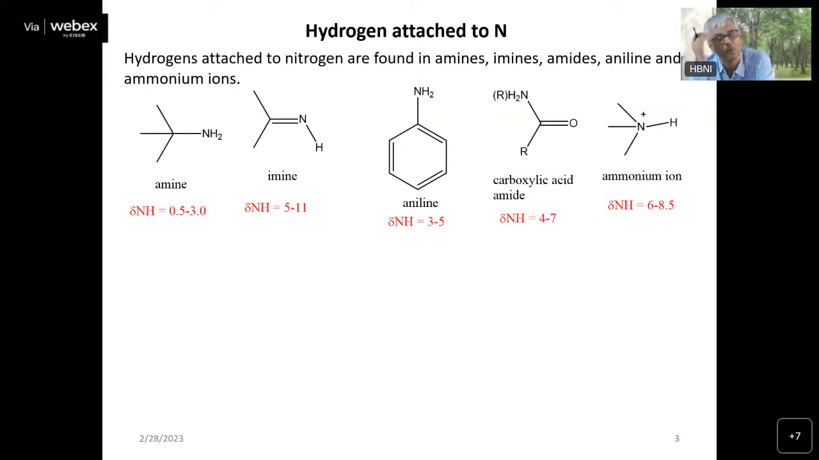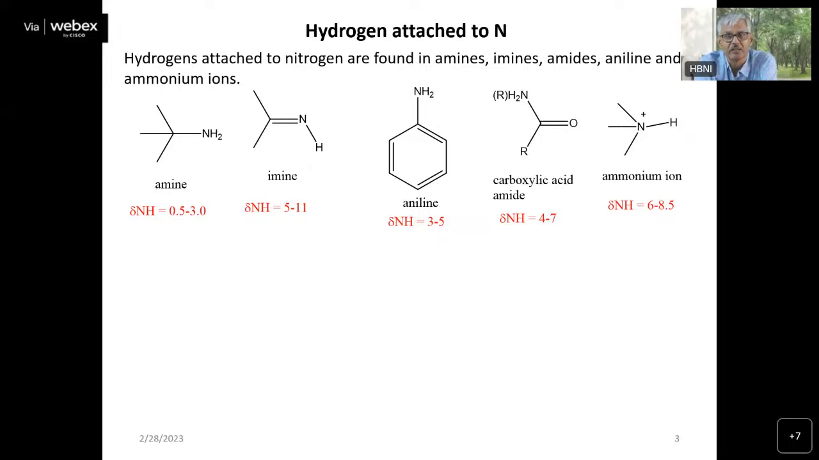Now there is another type of heteroatom which is common in organic molecules, which is nitrogen. Several NH containing compounds are like amines, where the chemical shift varies from 0.5 to 3.0 ppm. The imine NH also varies from 5 to 11 ppm. The anilines, the aromatic amine compounds, NH again varies from 3 to 5.